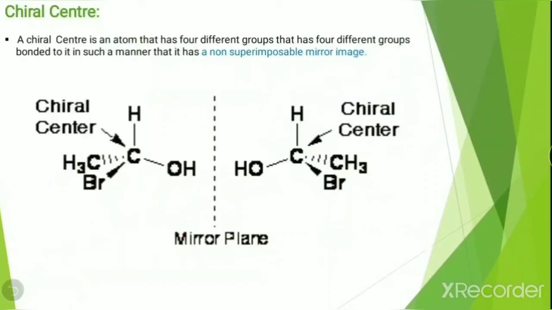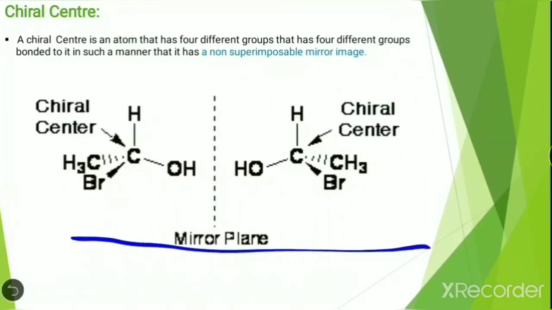Chiral center. A chiral center is an atom that has 4 different groups bonded to it in such a manner that it has non-superimposable mirror images. We have already seen it earlier. Now we will see it in a molecule or compound.